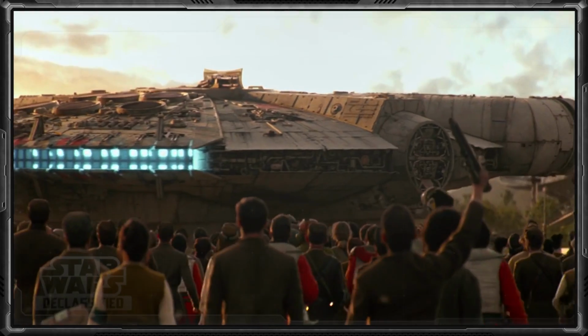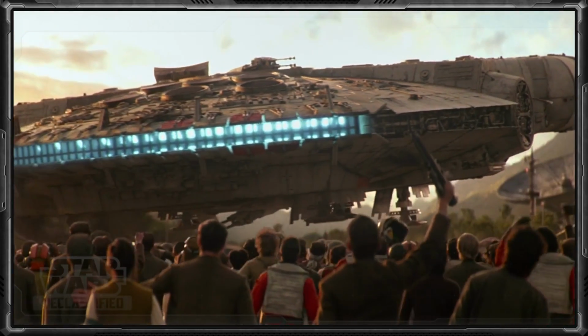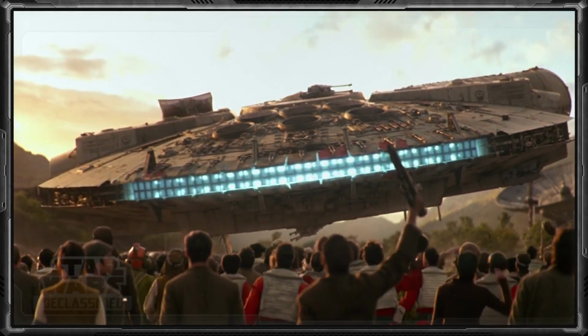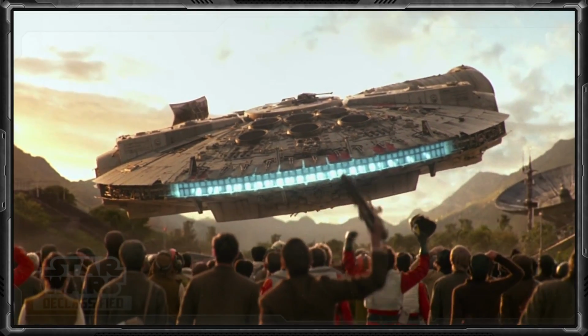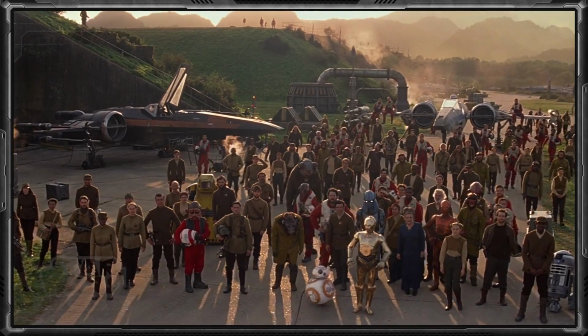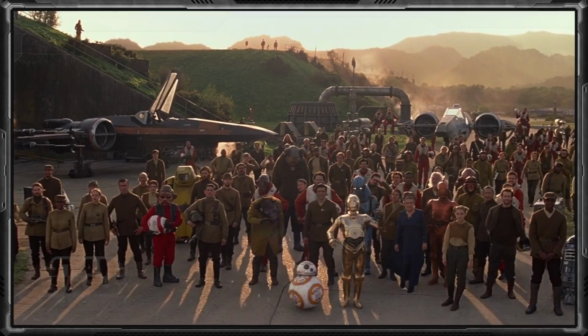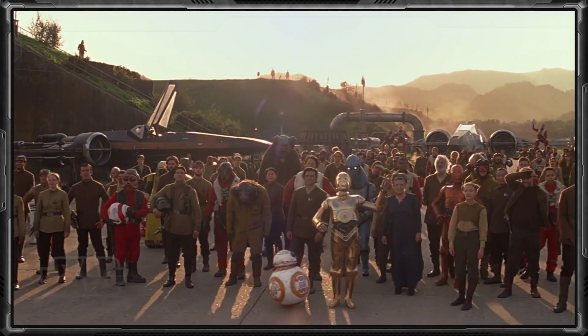But that being said, it makes perfect sense for the story. The Resistance may not be as big or impressive as the Rebels were, but they are fighting the First Order and not the Galactic Empire, which is also a tiny fragment of what the Empire originally was.